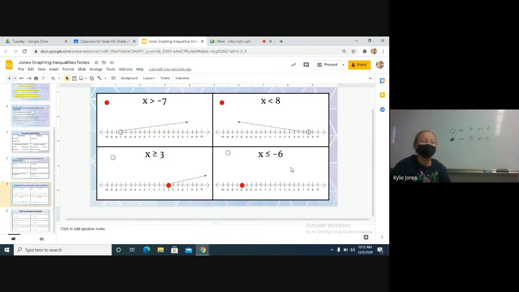Then we have x is less than or equal to negative 6. Which way am I going to point my arrow if it's less than negative 6? To the negatives, to the left, because those are less than negative 6. So we're going to point it to the left that way. It's kind of a small one. Okay, so go ahead and take a minute to get those filled in. I'm going to check my attendance really quick. Make sure you have all 4 of those done.